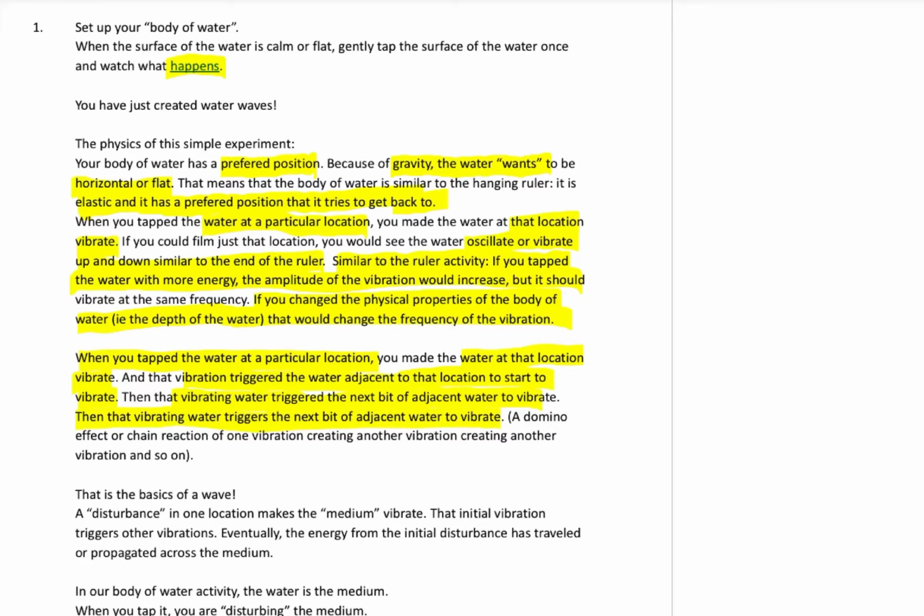So over and over again, the original wobble that you created made the water beside it wobble. That made the water beside that wobble. That made the water beside that wobble. So we get this domino effect or chain reaction of your initial input of energy, your initial vibration, creating another vibration, which created another vibration, which created another vibration.